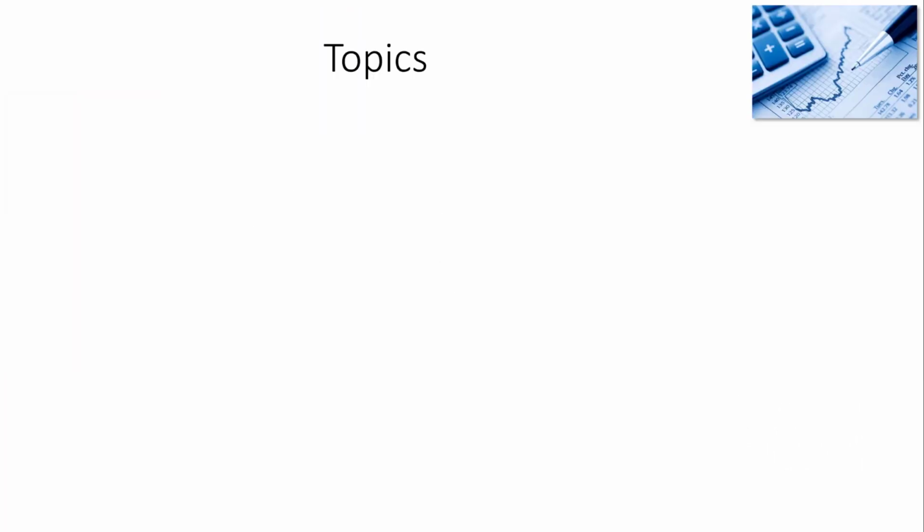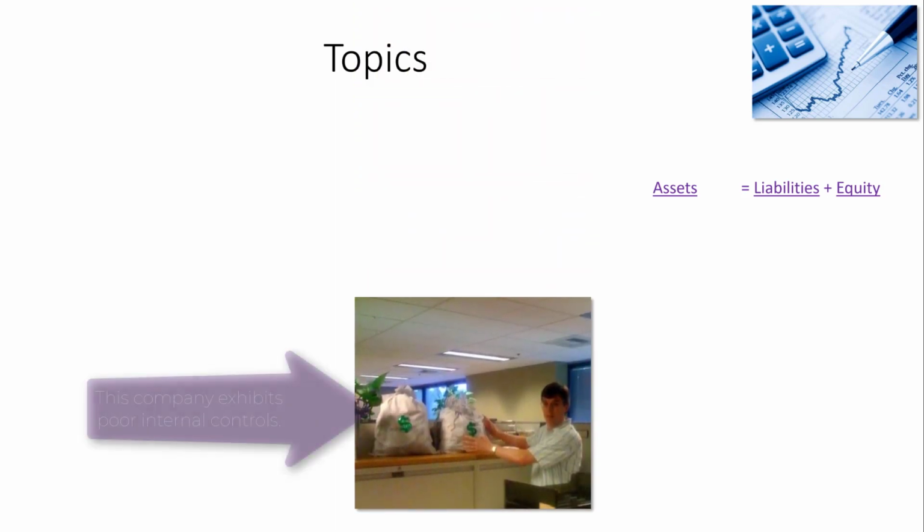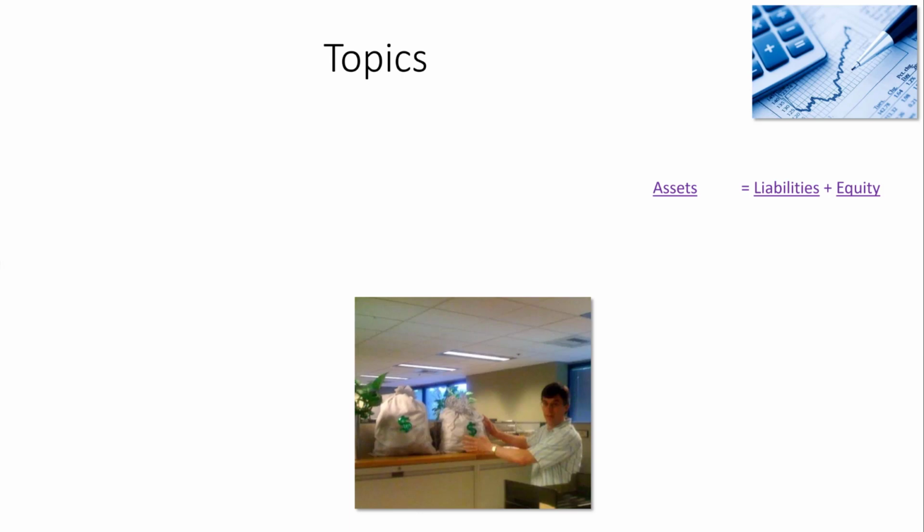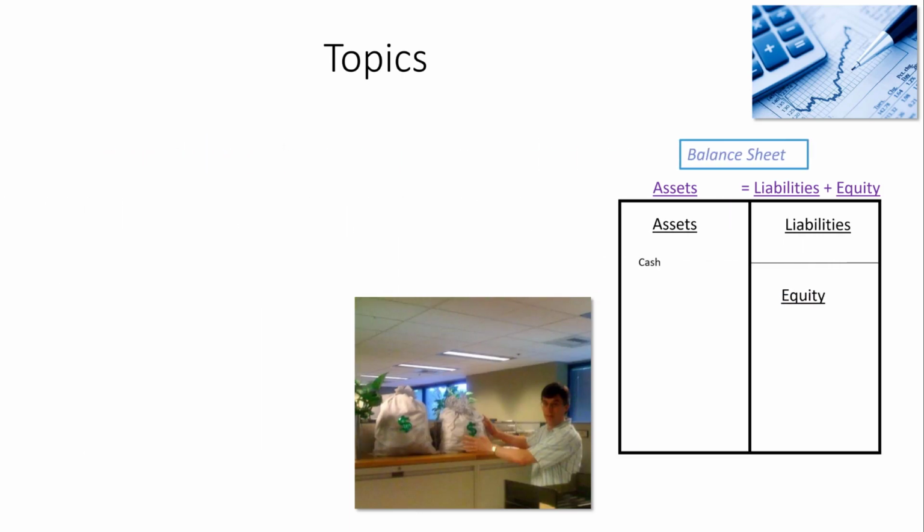In Principles of Accounting 1 and 2, we got the big pictures of accounting, learning about the accounting equation, the accounting cycle, debits, credits, and financial statements such as the income statement and the statement of cash flows. By the way, this is an example of a company that should have protected its cash better from that shady-looking fellow. And we also learned about the balance sheet, whose formula is based on the accounting equation.